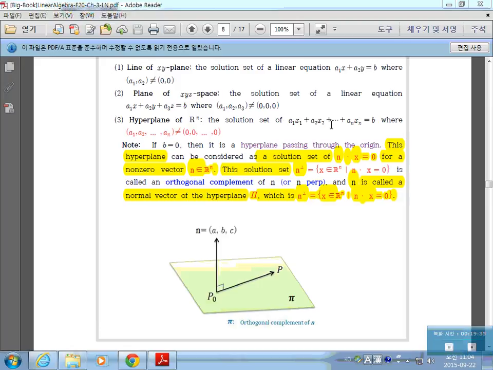As I mentioned on the blackboard, suppose n is the vector A1, A2, ..., An. Then the solution set of n times x equals 0 for a non-zero vector n can be written as n perp, n perpendicular. This is called the orthogonal complement of n. And n is called a normal vector of this hyperplane pi, which is n perp. This graph shows the hyperplane and the orthogonal complement of the vector n, like this.